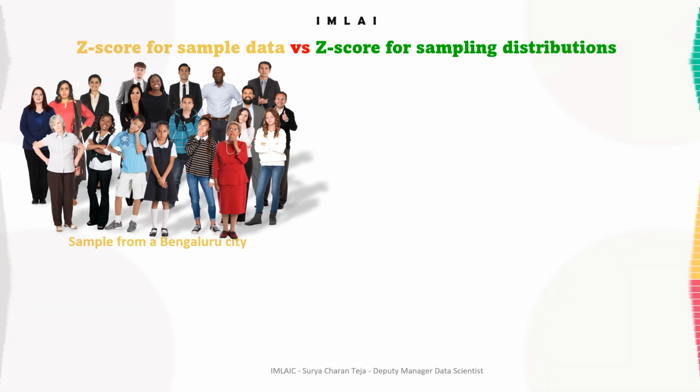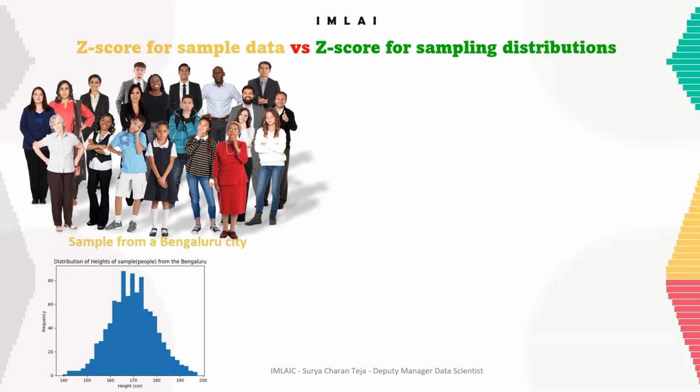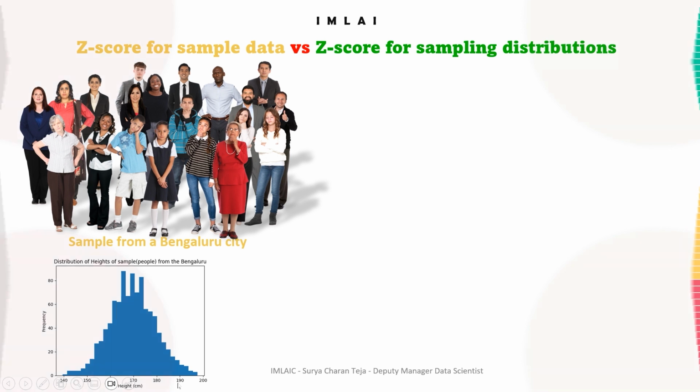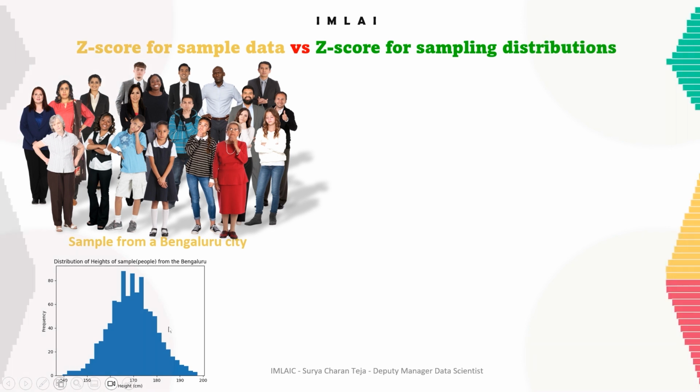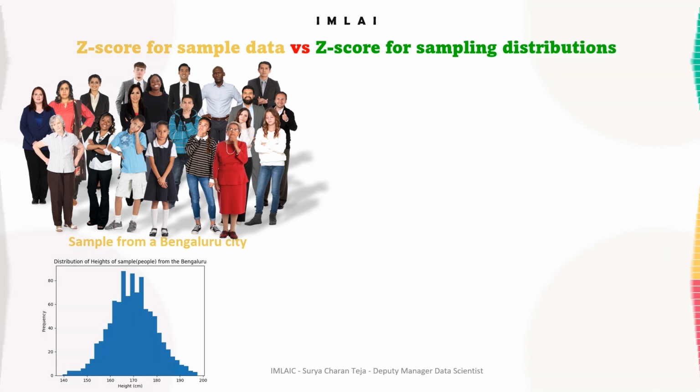Then we have made a histogram or frequency distribution plot, and that's what we call a distribution: the distribution of heights of the sample from Bengaluru. This is what we got, close to a normal distribution. First let's code this concept, then we will see how to calculate the z-statistic for this case.